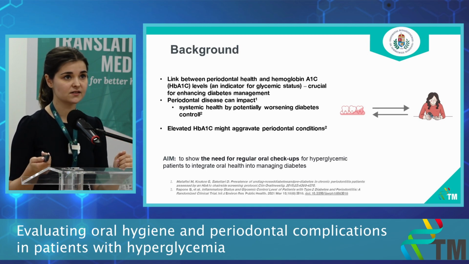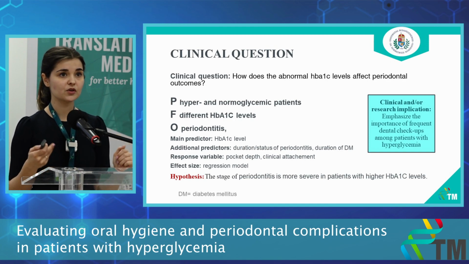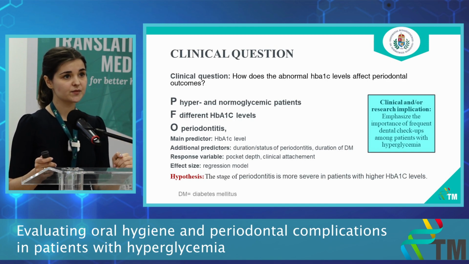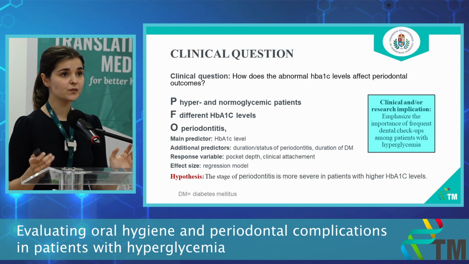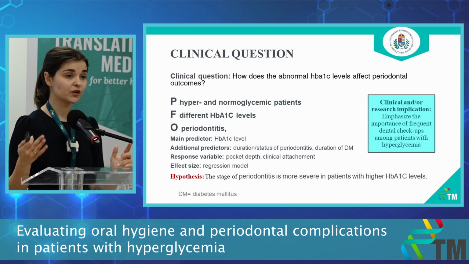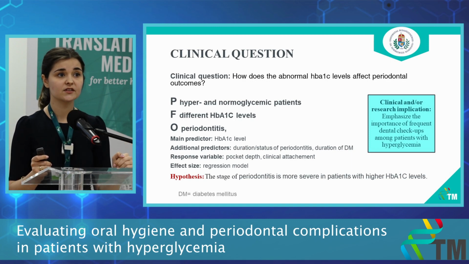their diabetic status. My clinical question for my second topic is: how does abnormal hemoglobin A1C level affect periodontal outcomes? We chose the PFO framework for that, where the population would be hyper and normal glycemic patients, the prognostic factor would be different hemoglobin A1C levels, and the outcome would be periodontitis.